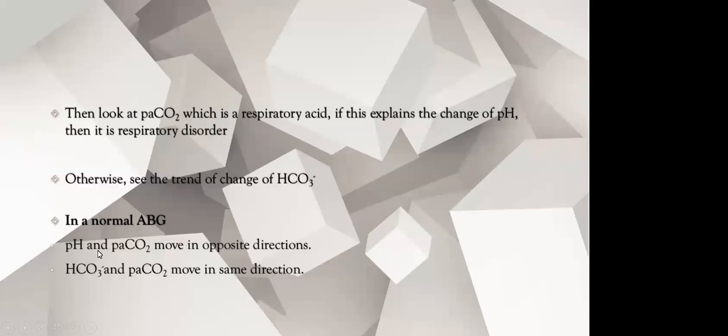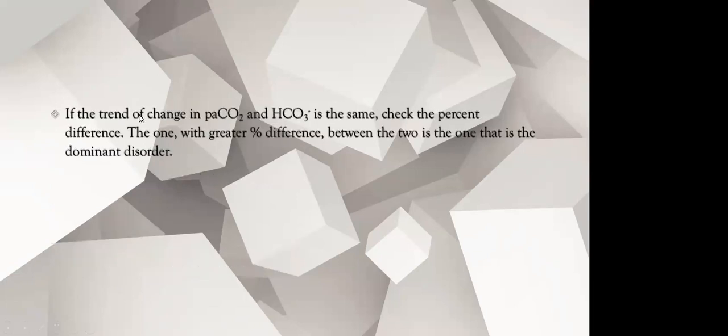In a normal ABG, pH and partial pressure of carbon dioxide move in opposite directions. So as the partial pressure of carbon dioxide increases, pH decreases. That means the patient lands up in acidosis. Bicarbonate and partial pressure of carbon dioxide move in the same direction. If the trends of change in partial pressure of carbon dioxide and bicarbonate are the same, then we have to check the percentage of difference. The one with a greater percentage of difference between the two should be considered the dominant disorder.